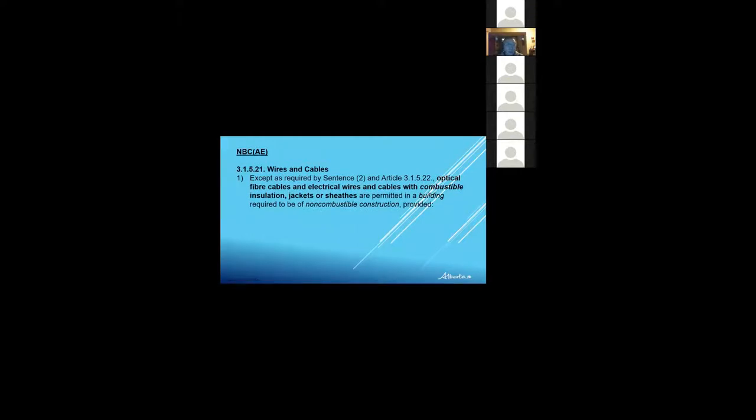3.1.5.21 for wires and cables, except as required by sentence 2, Article 3.1.5.22, optical fibers, cables, electrical wires and cables of combustible insulation, jackets or sheets are permitted in a building required to be of non-combustible construction. So this is a requirement that would also apply to an EMTC building. It's the same requirements for non-combustible construction, provided wires.